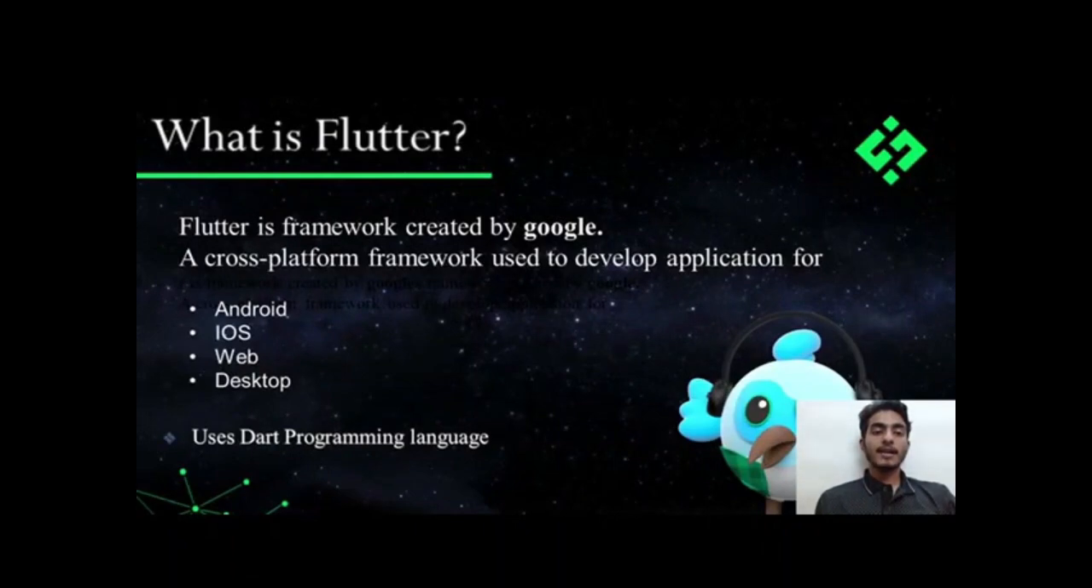Now let's have a basic idea of what is Flutter. So Flutter is a framework created by Google. It is an open source UI framework that allows developers to create apps that work on multiple platforms, including Android, iOS, web, and desktop. One of the major features of Flutter is cross-platform development. That is, instead of writing separate code for each platform, Flutter enables developers to write once and run everywhere, making development faster and easier.